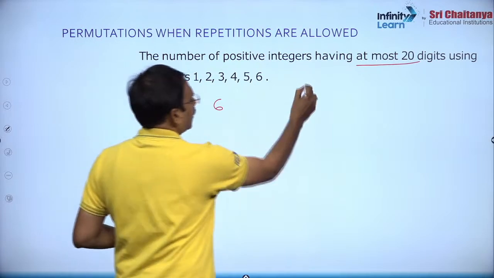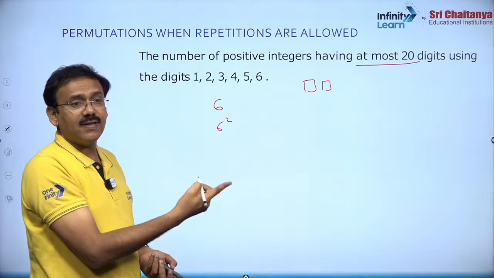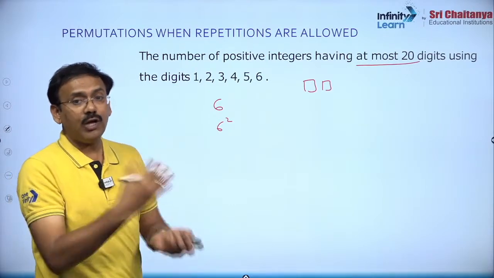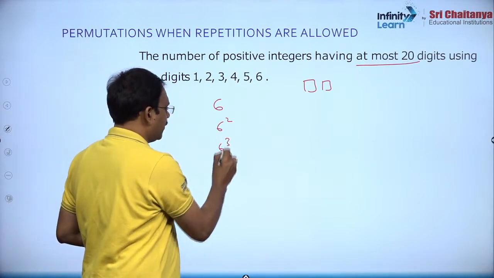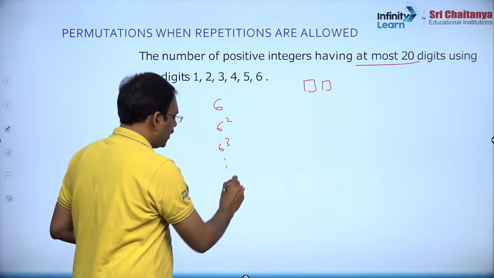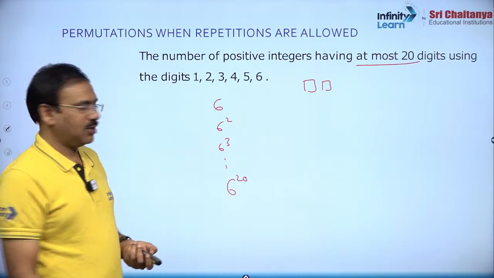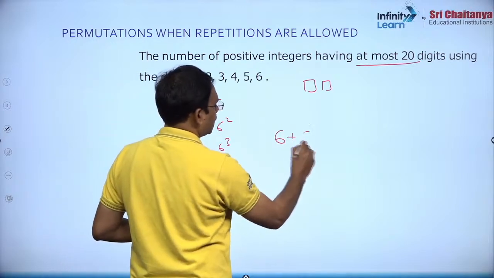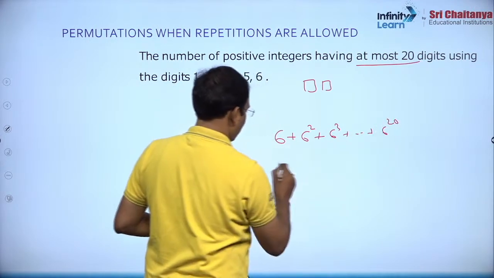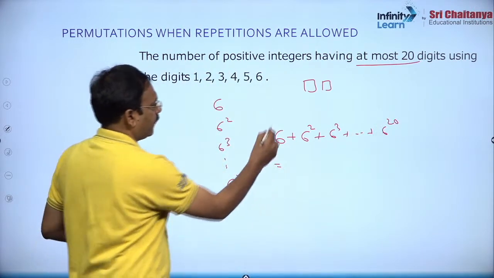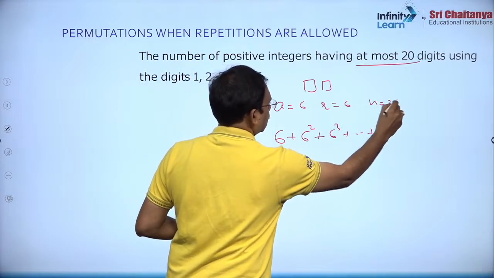2-digit numbers will be, you see, when repetitions are allowed, indirectly he has given that repetitions are allowed. Otherwise, how can you get up to 20 digits, right? 6 square. 3-digit numbers will be 6 cube, like that. 20 digits number will be 6 power 20. So all such numbers could get like 6 plus 6 square plus 6 cube plus and so on, 6 power 20, which is a GP with first term 6, common ratio 6, number of terms 20.